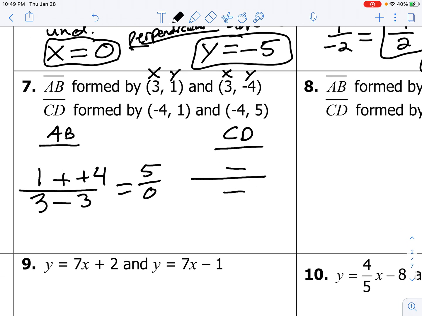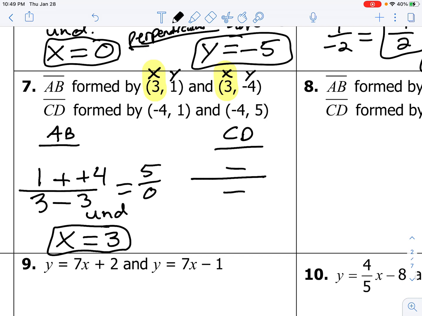And once again, 0 on the bottom is an undefined slope. So we know that it's going to be an x equals equation. How do we know what x equals? Well, what are both of the x's? They're both 3, so we know that the equation is x equals 3.